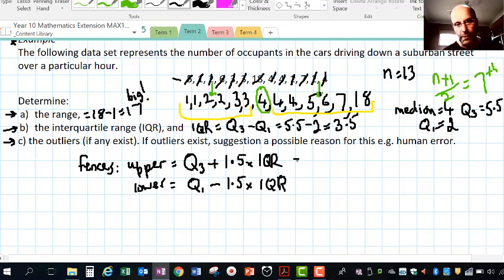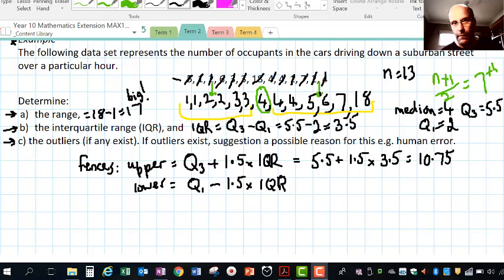So let's do that for this data because we have all those figures. So we have 5.5 plus, oops, that's not a plus. Now that's a plus. We've got 1.5 multiplied by the interquartile range, which is 3.5. And we calculate that, and I get 10.75. Now for the lower fence, we go Q1, which was 2, minus 1.5 times 3.5. We calculate that, and we get negative 3.25.